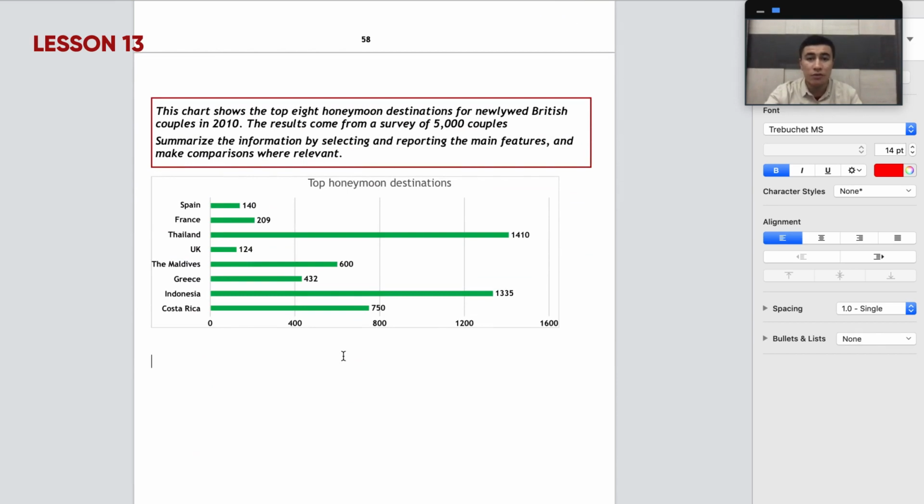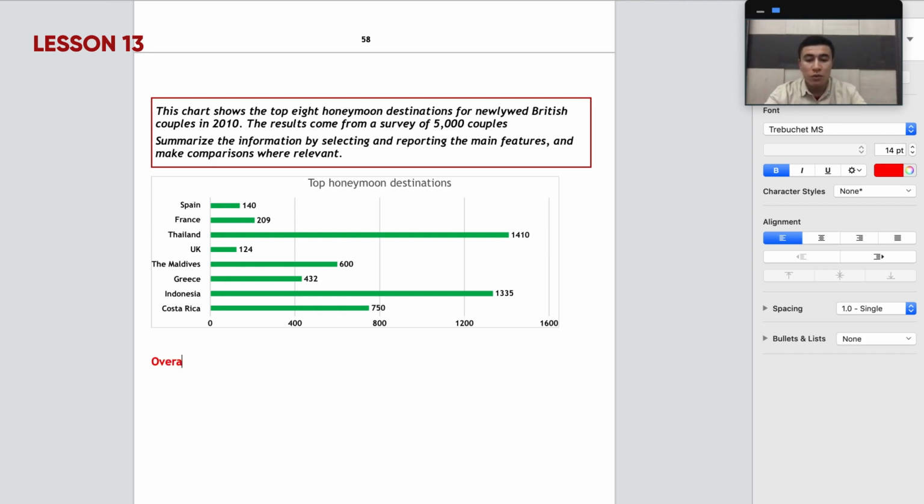Now we'll write an overview for this graph here. Okay, so let's first analyze the graph. Spain, France, Thailand, and as you can see, among 5,000 people, 1,410 people voted for Thailand, and then we have Indonesia here. So these are, let's say, top places to visit for newlywed British couples.